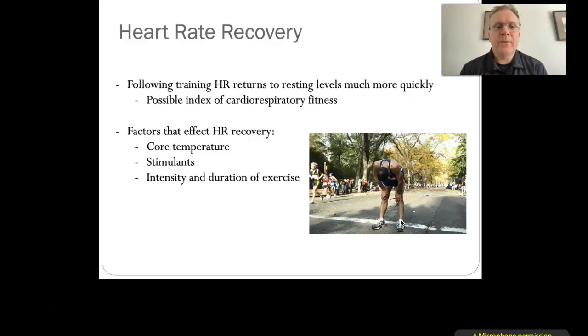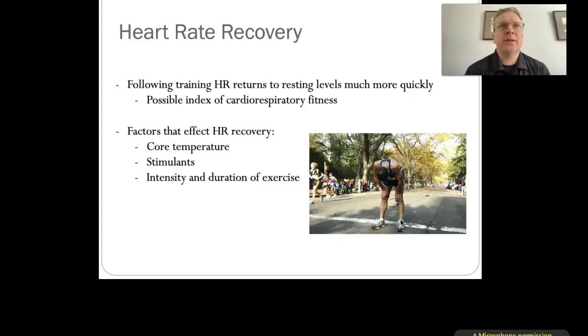In recovery following training, heart rate is going to return to resting levels pretty quick. This is a possible index, and a lot of times Apple Watches will look at your response. I think Garmin does the same thing, looking at your response as soon as you stop exercise as a measure of cardiorespiratory fitness, to see how healthy that heart is and how quickly it comes back to, or close to, the resting levels.